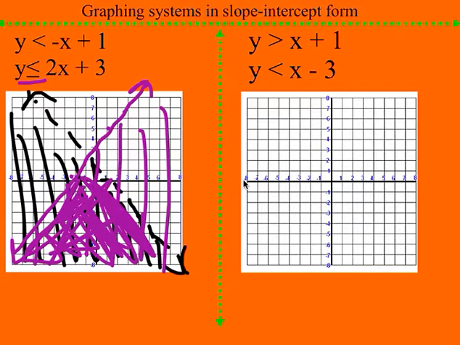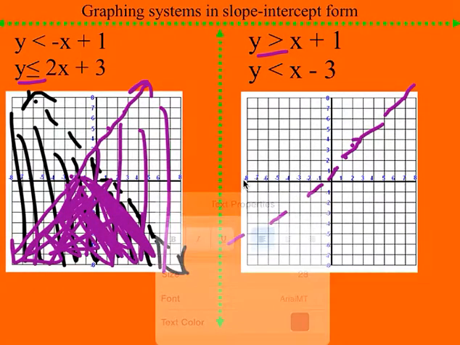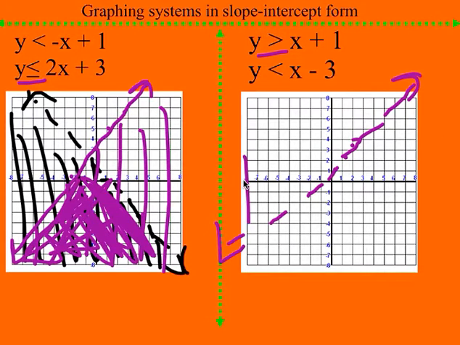So let's take a look at number 2. For the first one, I notice there's no line underneath, so it's going to be a dashed line, and it's facing towards the Y, so I'm going to shade up. So I'm crossing the Y-axis at 1, and then I'm going up 1 over 1, up 1 over 1, up 1 over 1. And that's going to be dashed. From that line, I'm going to shade up. I'm just going to shade that in very lightly.